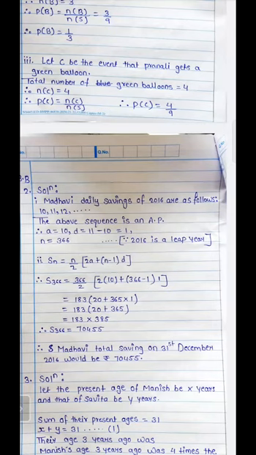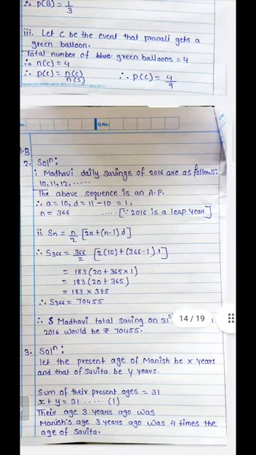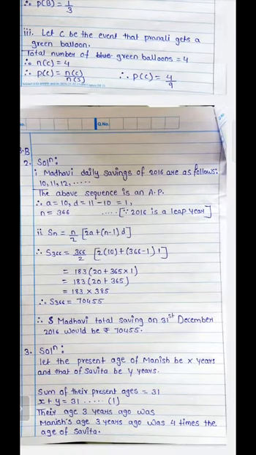In this leap year, February month has one extra day. So instead of 365, there will be 366 days. So Sn is equal to n upon 2 into 2a plus n minus 1 into d. Here we will put the values now. Therefore, S366 is equal to 366 upon 2 into 2 into 10 plus 366 minus 1 into 1.